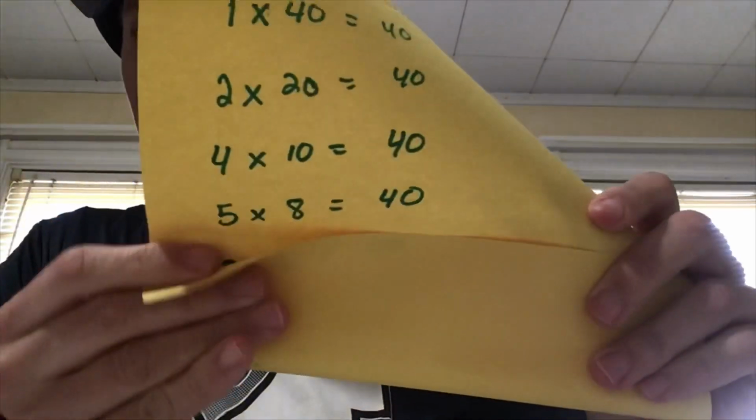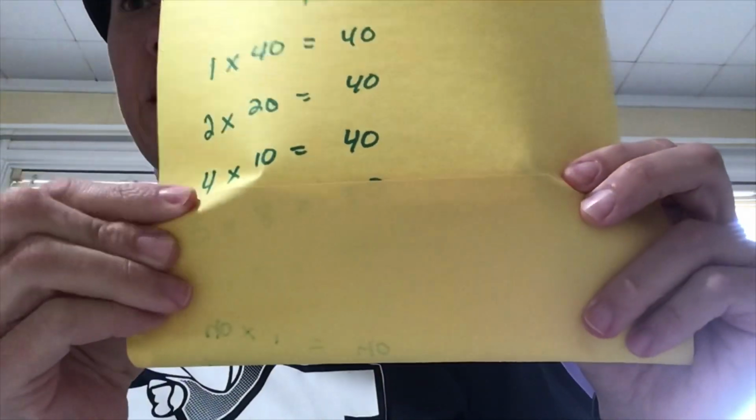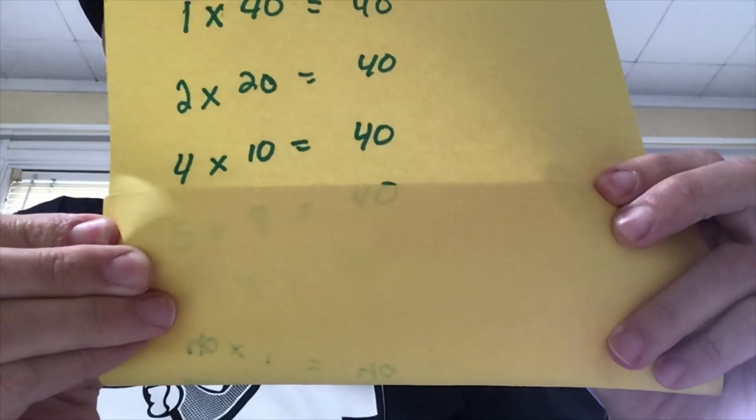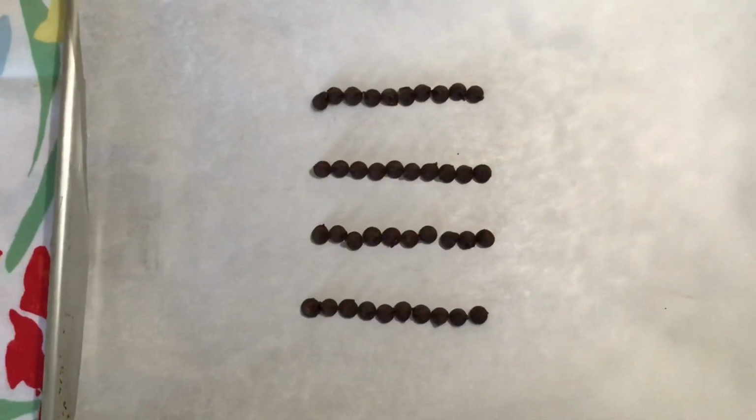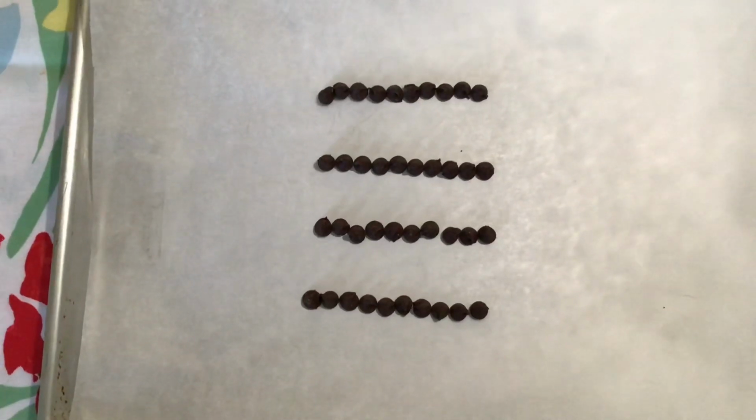So again, that's 4 times 10 equals 40. All right, we're gonna flip over again and count those chips up to make sure our array is correct. All right, we said 4 times 10 was our next array.